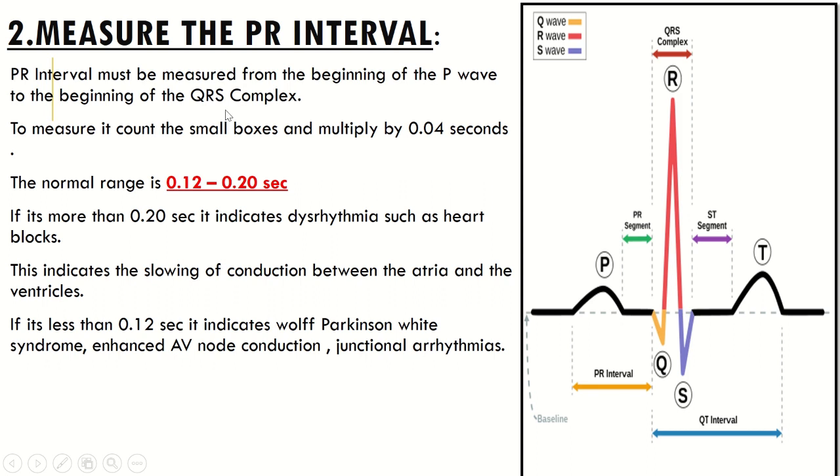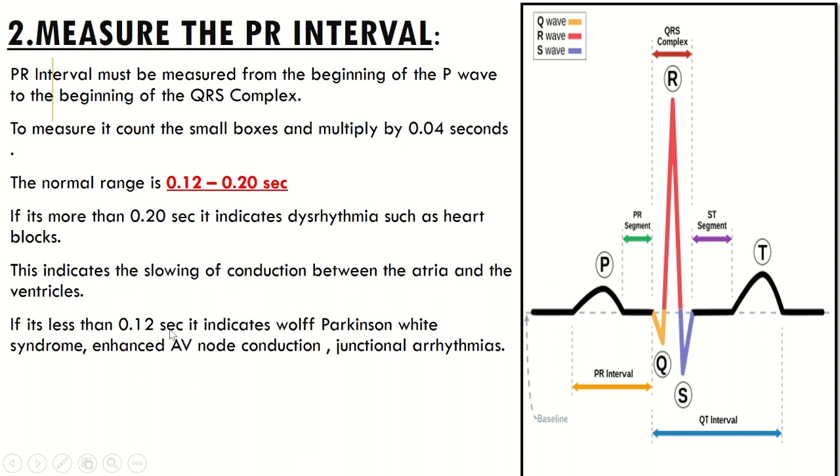So whatever number of small boxes you count, multiply, and then we get the value of the PR interval. The normal range is 0.12 to 0.20 seconds. If it is more than 0.20 second, it indicates dysarrhythmia such as heart blocks. If the heart is blocked or any dysarrhythmia is there, then the PR interval will be more. It indicates the slowing of conduction between the atria and the ventricles.